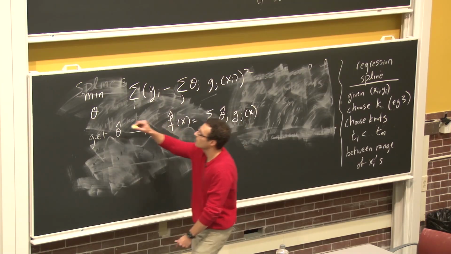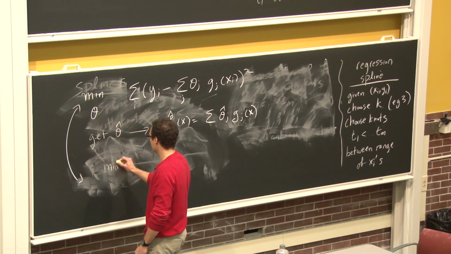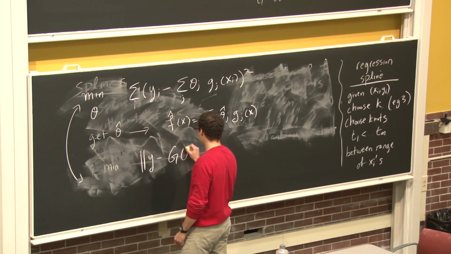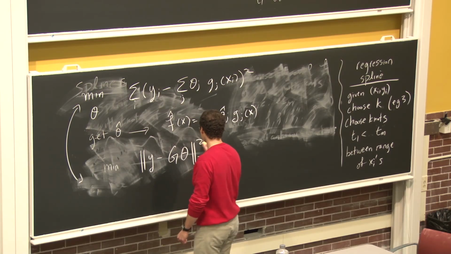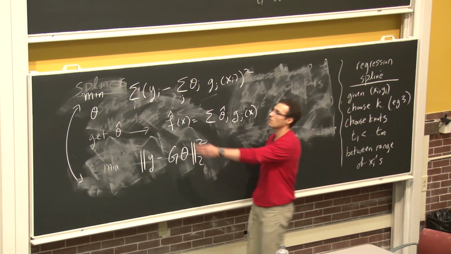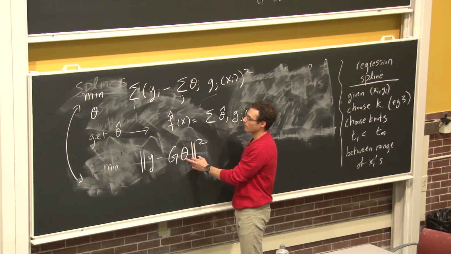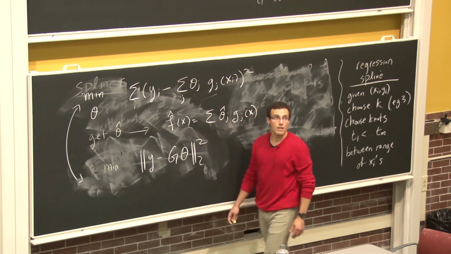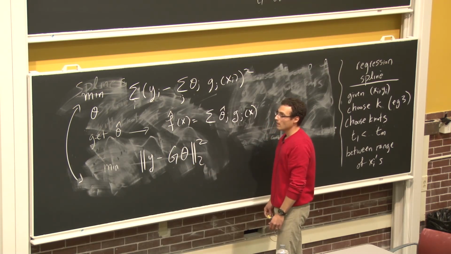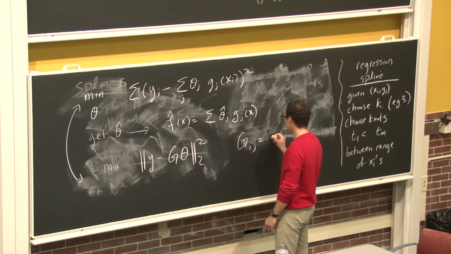And I can rewrite this problem in the following way. Minimize, using more condensed notation, the L2 norm between the vector y of observations, which has components y1 through yn, and G times theta, where theta is my coefficients vector, containing theta j along its components. And this is my basis matrix G. G is going to specifically have elements that look like this.